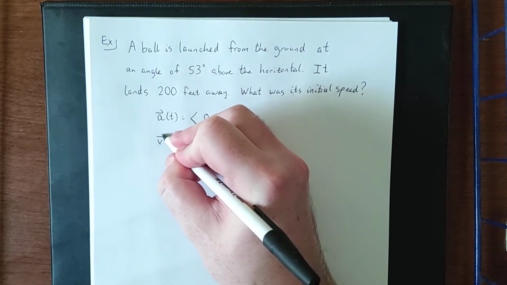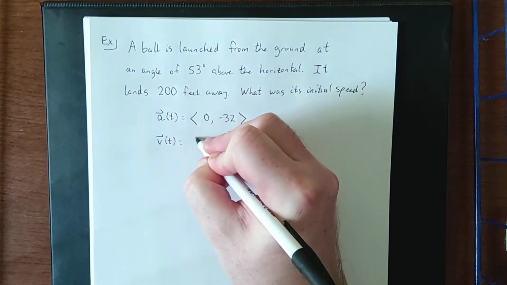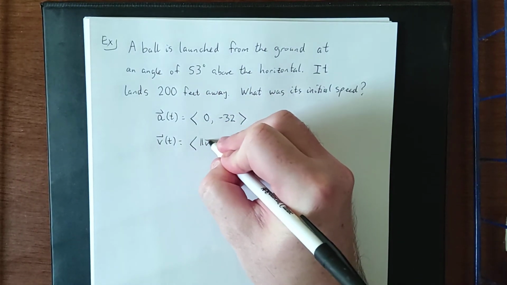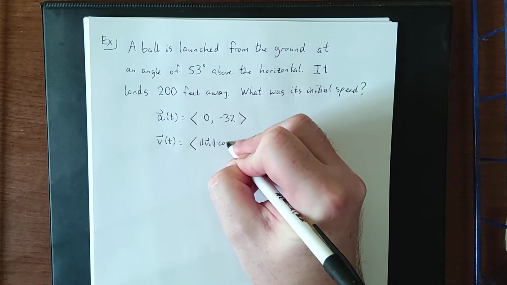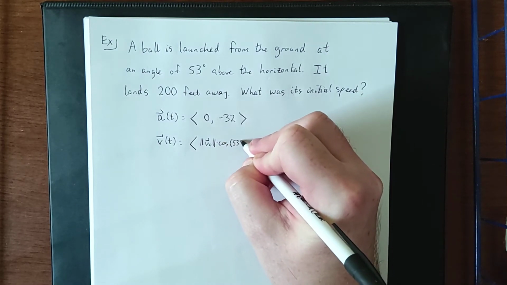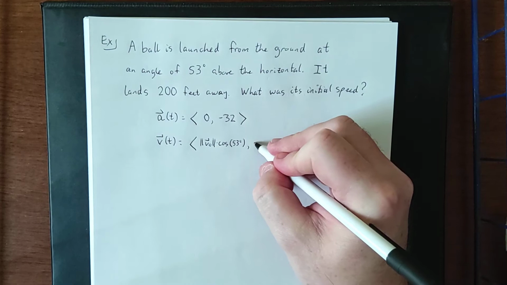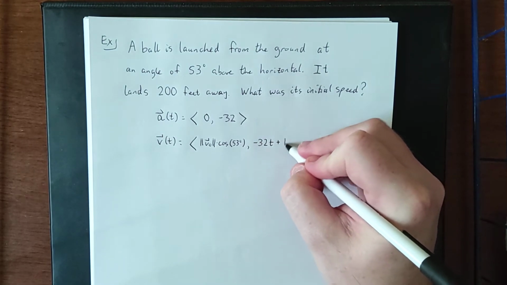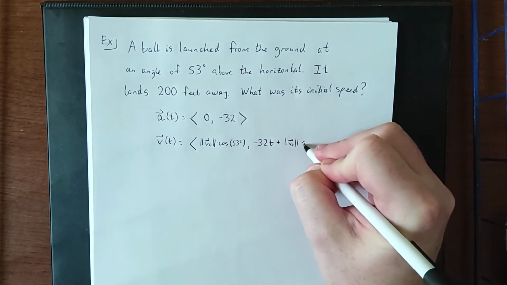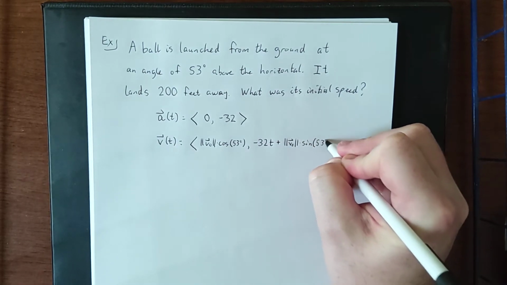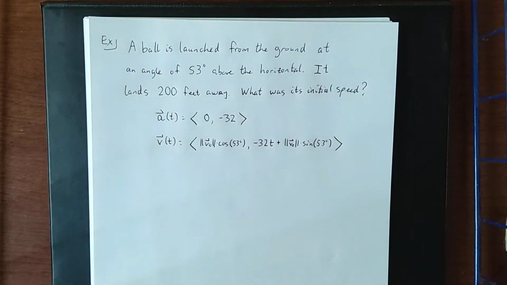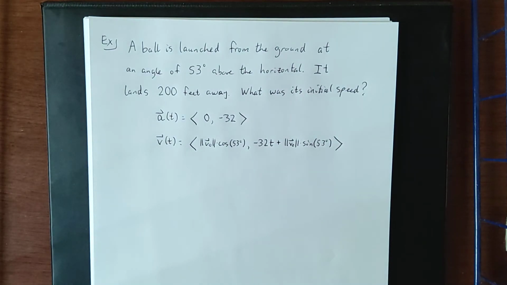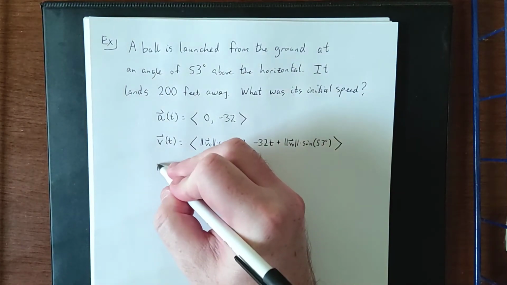Taking an antiderivative and plugging in our initial condition, the horizontal component of the velocity is going to be whatever the initial speed is, times the cosine of 53 degrees. We'll do the same thing for the vertical component. This will be negative 32t plus whatever the initial speed is, times the sine of 53 degrees. Now, it does say that the ball was launched from the ground, so the initial position of the ball you may assume to be 0, 0.